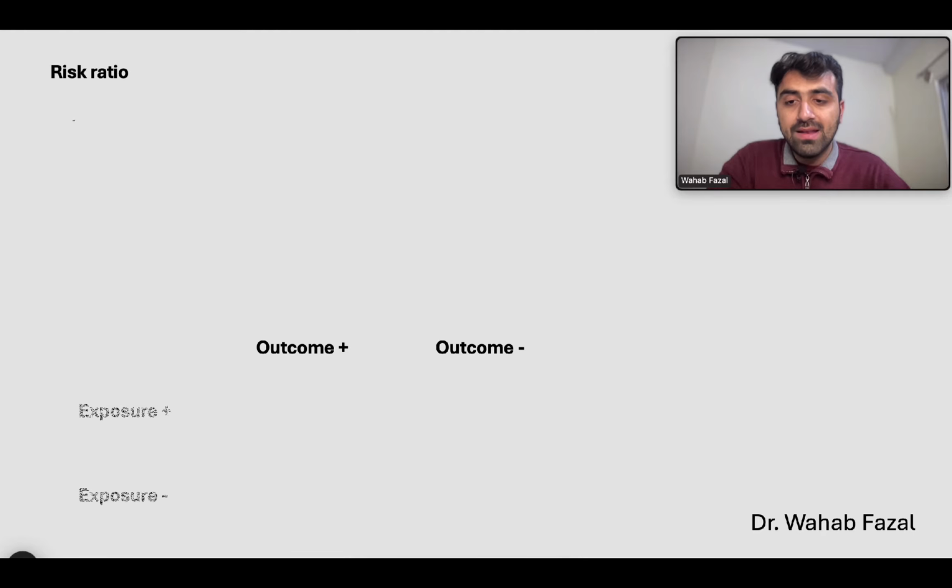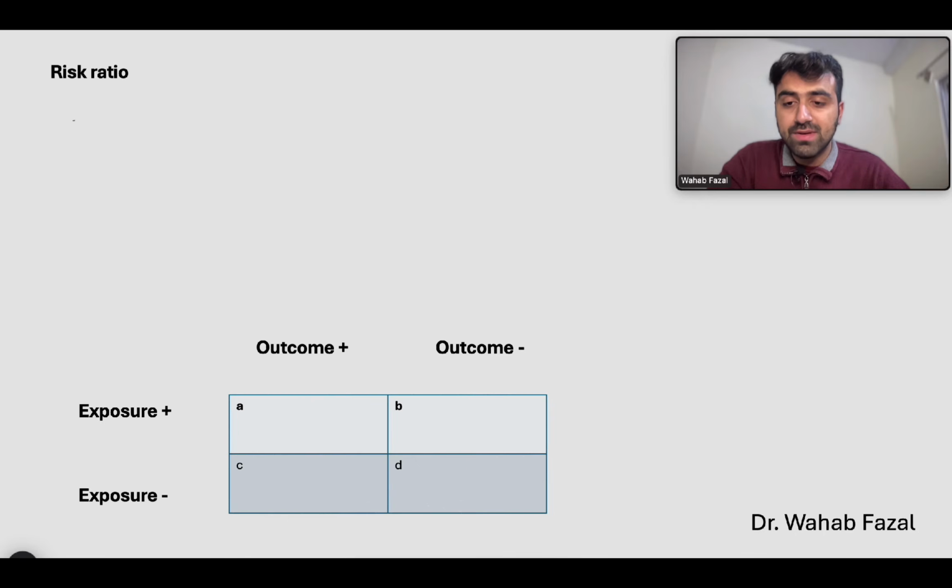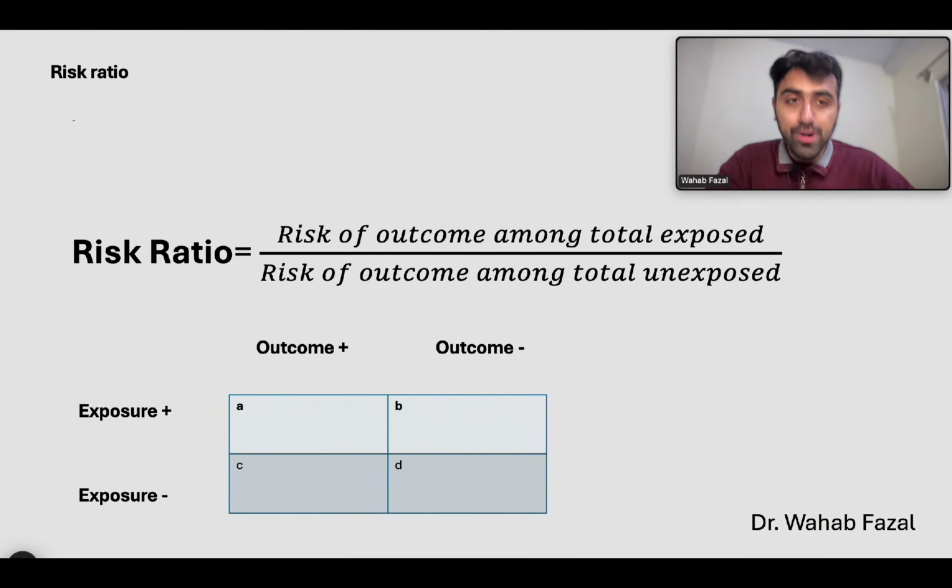So again, outcome positive, exposure positive. This is our chart again. What's the formula for risk ratio? Well, the formula for risk ratio is the risk of outcome among the total exposed divided by the risk of outcome among the total unexposed. What does this even mean? Risk of outcome among the total exposed.